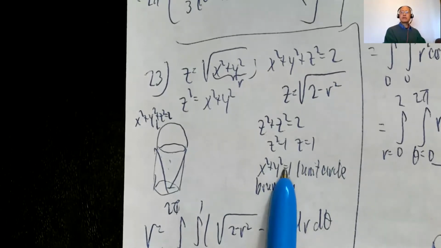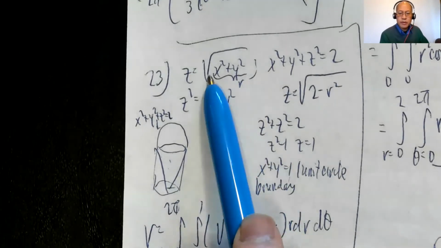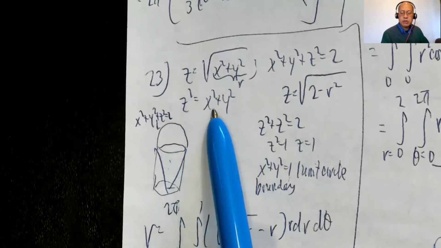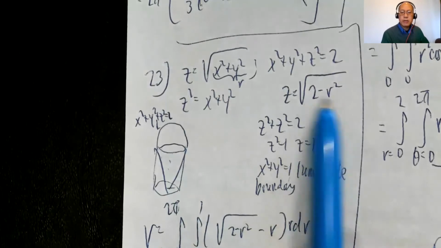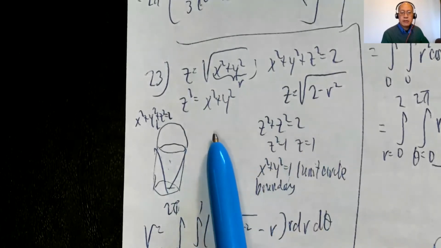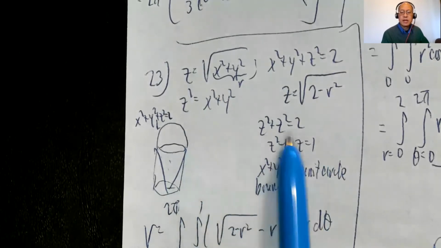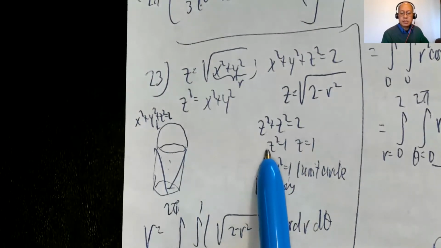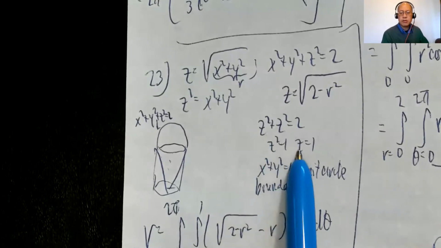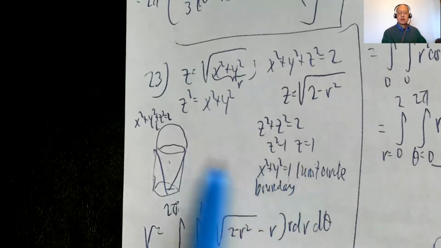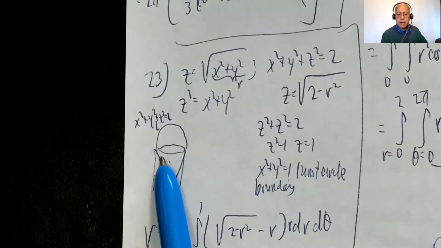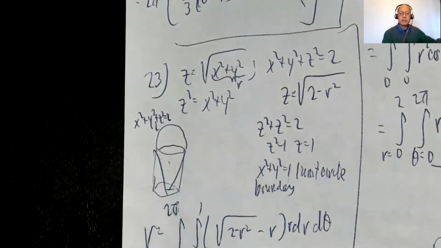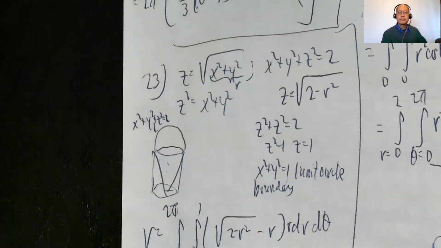Okay, the boundary turns out to be the unit circle, trying to find out where this touches this. So z squared equals x squared plus y squared, and z squared equals 2 minus r squared. That basically means z squared plus z squared equals 2, so 2z squared equals 2, z squared is 1, or z equals 1. So the height is 1 right here where they touch, and coming straight down, that would be the unit circle in the xy plane that I'm integrating over.